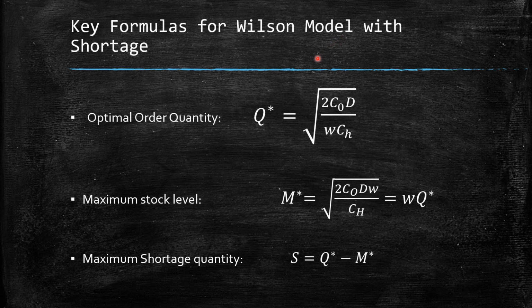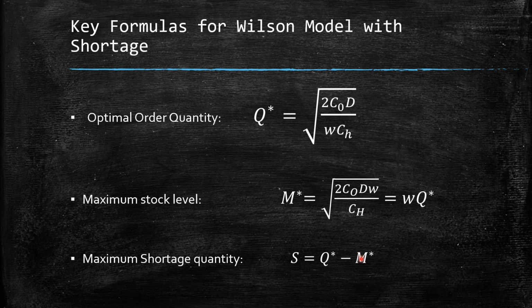Alright, with those terms in mind, here are the core formulas we're going to be using. First, the optimal order quantity, denoted as Q star. It is calculated using this formula. This formula balances the ordering and holding costs while accounting for shortages. We also have the maximum stock level, M star. It is given by this formula. And finally, the shortage quantity, S, which is the difference between the economic order quantity and the maximum stock level.